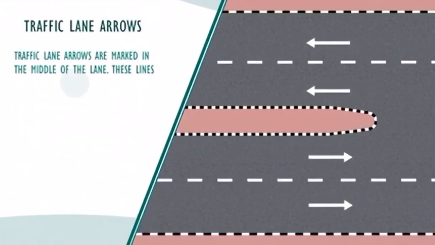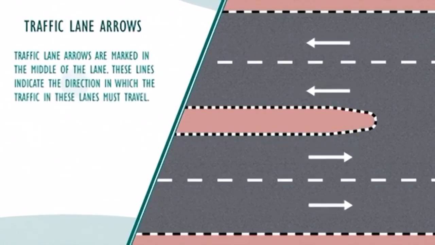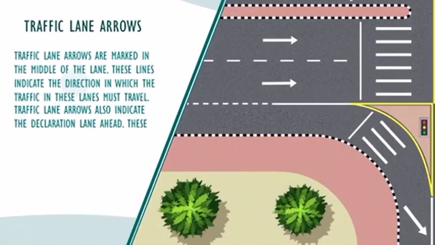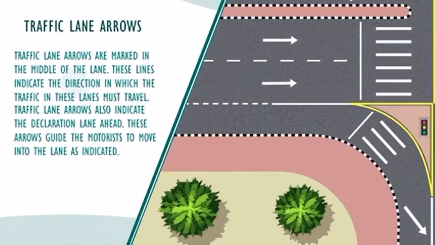Traffic lane arrows are marked in the middle of the lane. These arrows indicate the direction in which the traffic in these lanes must travel. Traffic lane arrows also indicate the deceleration lane ahead. These arrows guide the motorists to move into the lane as indicated.